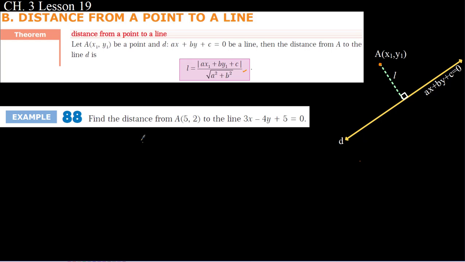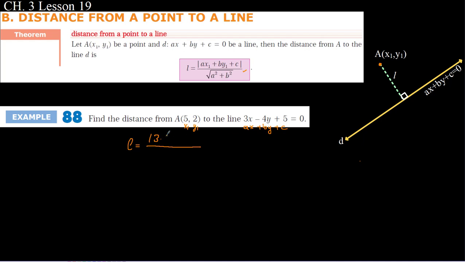Here, let's first find the distance from the point (5, 2) to the line 3x minus 4y plus 5. And the formula, I'm not going to rewrite it again. It's going to be equal to the absolute value of a. Here the coefficient of x is 3, and this is x1, this is y1, this is ax plus by plus c actually.